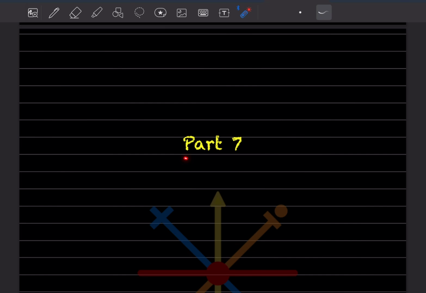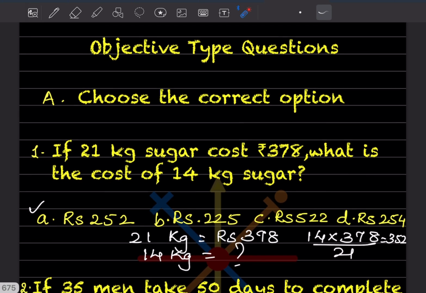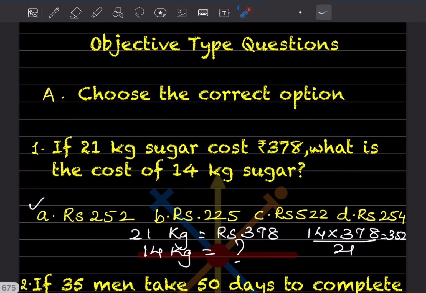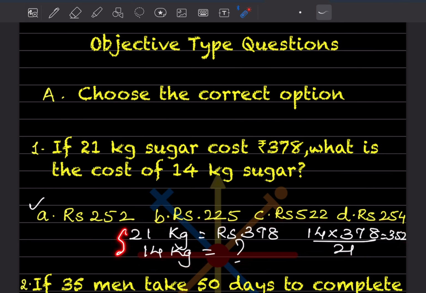So today we'll do part 7. In that we'll see the objective type questions. Here, even if it says objective types, I have shown you the working because we cannot get the direct answer. So the working is in white. You can do it any way, whichever you like.